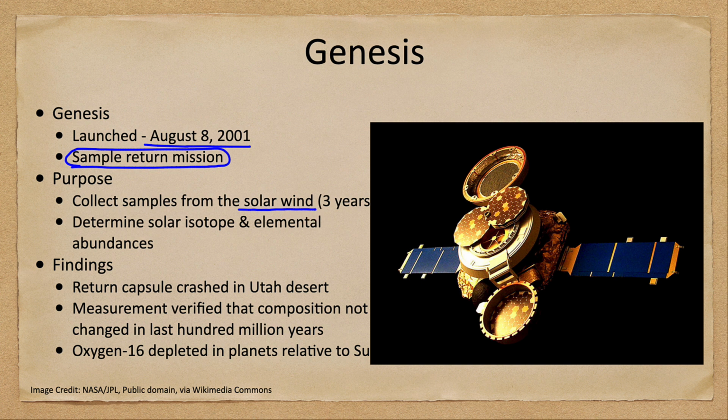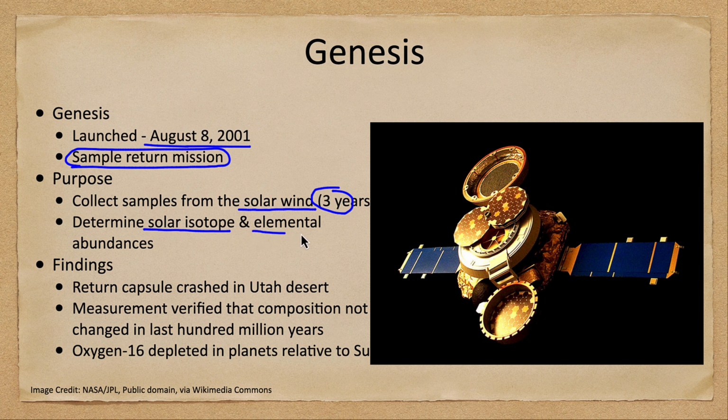Now, we can't collect the sun directly, but we can collect those particles that flow out into space. So this 3-year mission was to collect particles from the solar wind and then to be able to determine the isotope concentrations. Isotopes are atoms with different numbers of neutrons. So, carbon-14 is an isotope of carbon. Typical carbon in our bodies is carbon-12, which is completely stable, has 6 protons and 6 neutrons. Carbon-14 has 6 protons and 8 neutrons and is unstable, and that decay allows us to study ages of various carbon-based materials here on Earth.